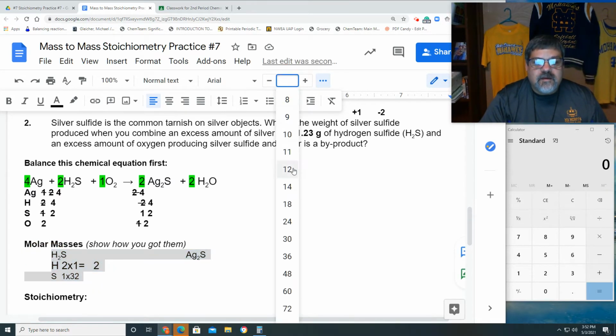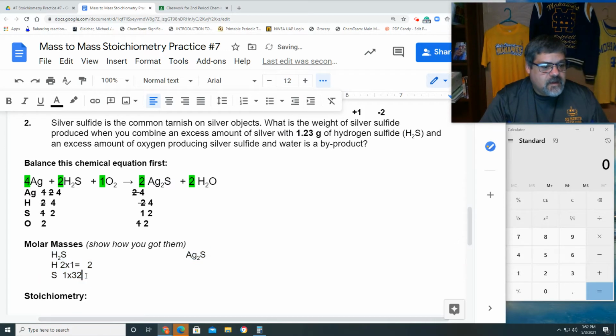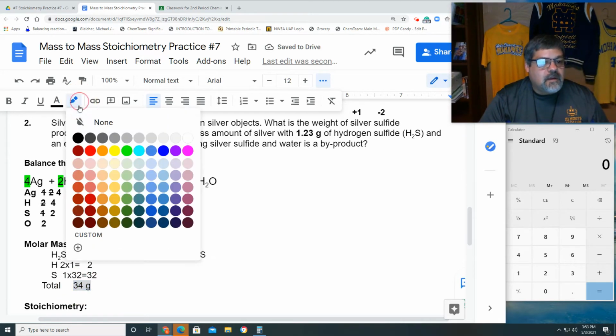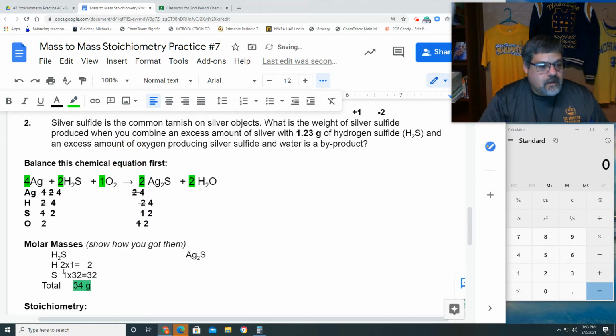Let me just make sure I have this right all together. And that's going to equal 32. And so my total will be, if I'm going to add those up, 34 grams. And again, this is a final answer for something, so we're going to make sure that we highlight that one in our green. Okay, so we have all of these here. Let's see how we got them.